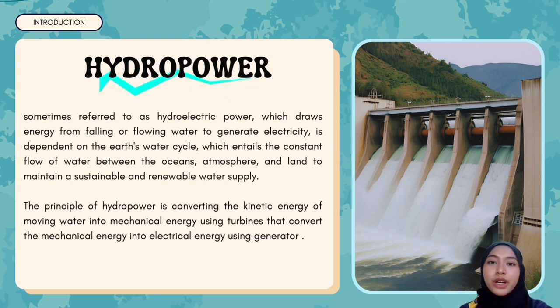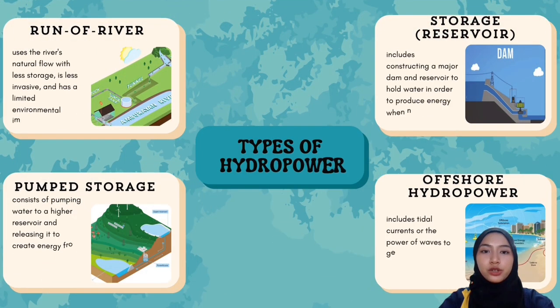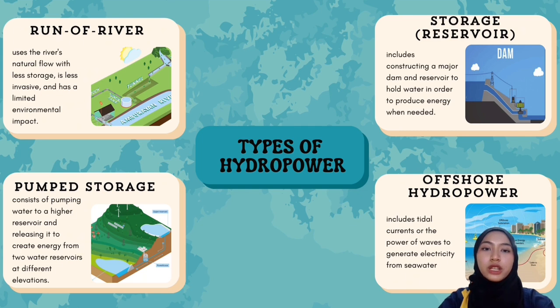The principle of hydropower is converting the kinetic energy of moving water into mechanical energy using turbines, which convert mechanical energy into electrical energy using a generator. There are a few types of hydropower. First is run-of-river, which uses the river's natural flow with less storage. It's less invasive and has a limited environmental impact.